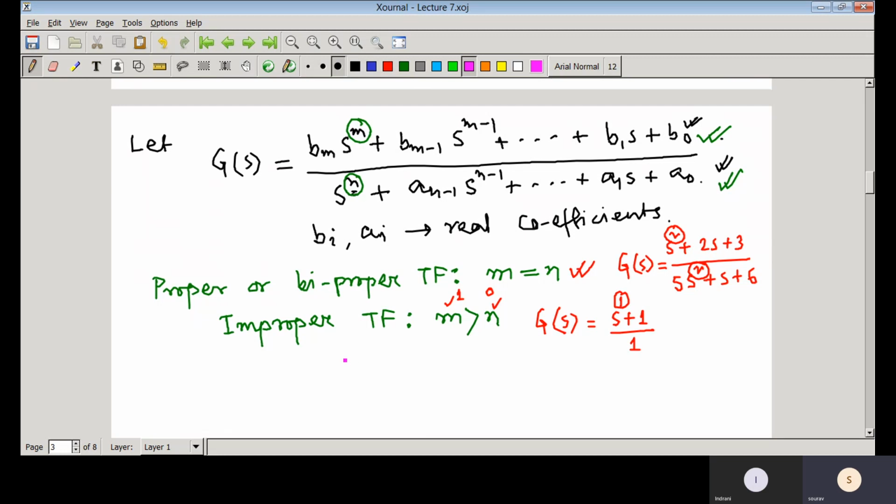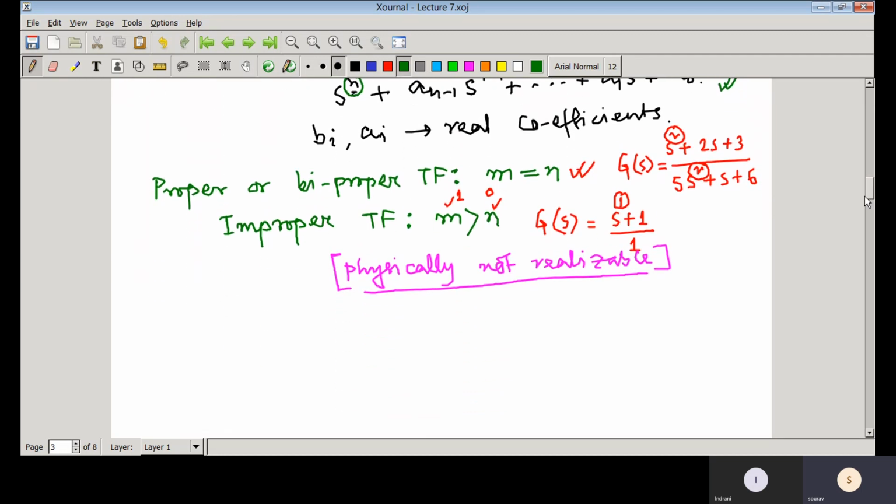One very, very important point: improper transfer functions are physically not realizable. Whenever you consider an improper transfer function, that means its numerator degree is greater than its denominator degree, it cannot be realized physically. So in engineering and control systems, whatever transfer function you take should be either proper or strictly proper, which I am going to define now. You should not go with an improper transfer function because physically it is not realizable.